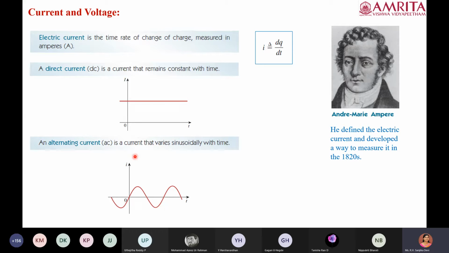When we start the discussion of alternating current, we will see how mathematically AC current will be represented. But right now we will be initially concentrating only on the direct current, and the direct current can be represented only in terms of its magnitude.